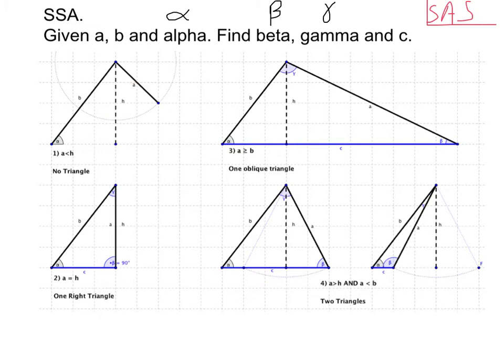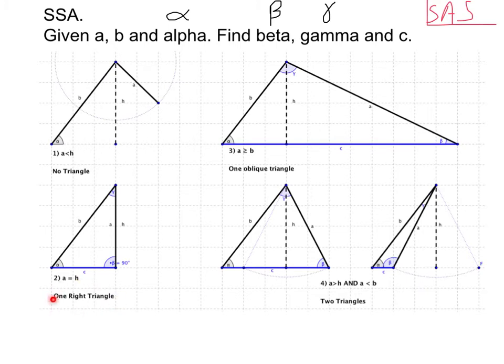It's important that we notice the relationship here. A is the side across from the given angle alpha. In your homework, you're probably going to have different letters than this. So it's important that we recognize that relationship. What we're comparing is A, the side across from the angle that we know, to the height. And we haven't really yet talked about B in this case.